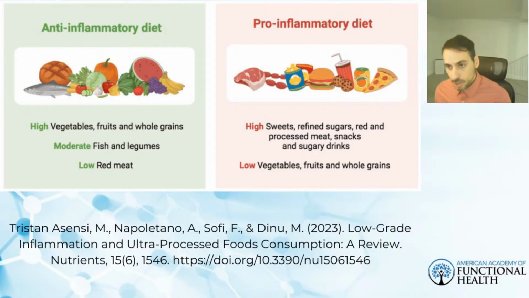Now, on the other side, we have the pro-inflammatory diet, which has high amounts of sugar, red meat, processed meat, and different snacks that have maybe processed flour or sugar, right? And then we have low consumption of vegetables, fruits, and whole grains. Unfortunately, when we look at the right side, what type of diet comes to mind when we look at this pro-inflammatory diet, right? Can you think of one of those diets?